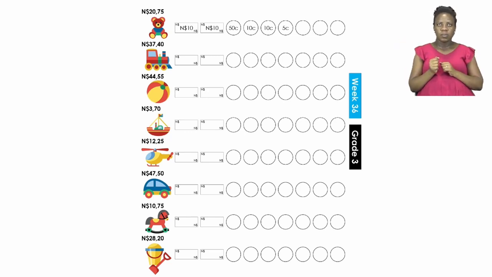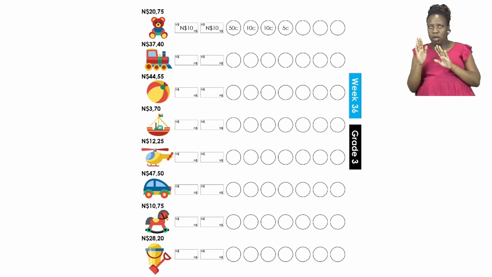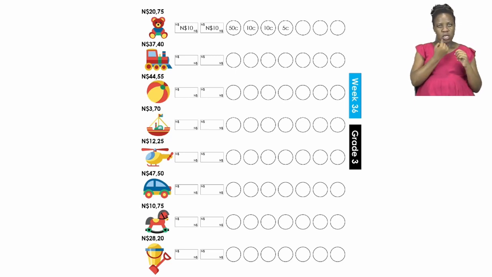Now everyone, you will see there you have lots of pictures down the page, and for each picture you will see it has a price on top. Now let's quickly look at the first one and do that example together. The first picture is a picture of a teddy bear. Can you all see the teddy bear? Good job everyone. Now on top of the teddy bear you will see the price, and the price is 20 Namibian dollars and 75 cents.